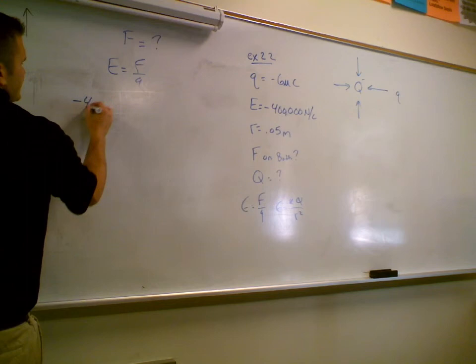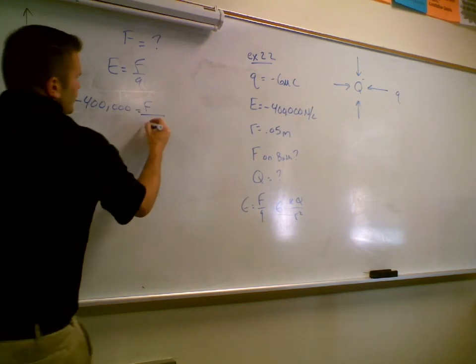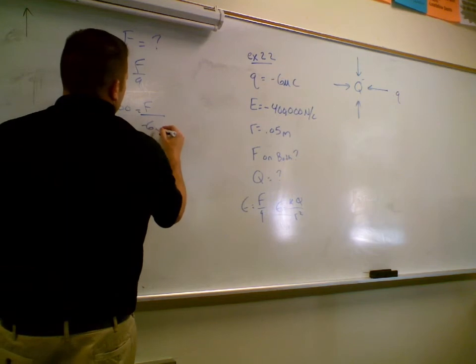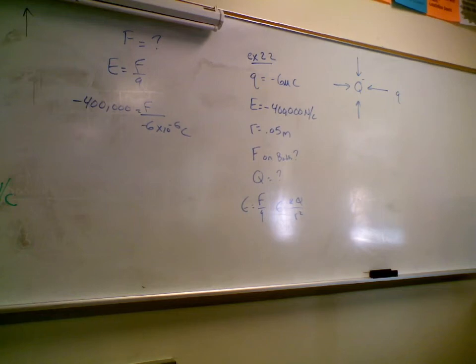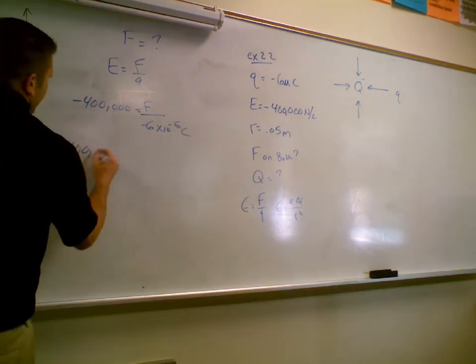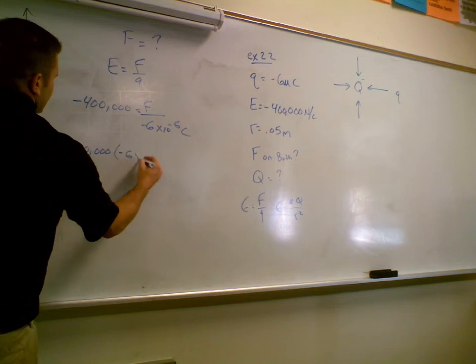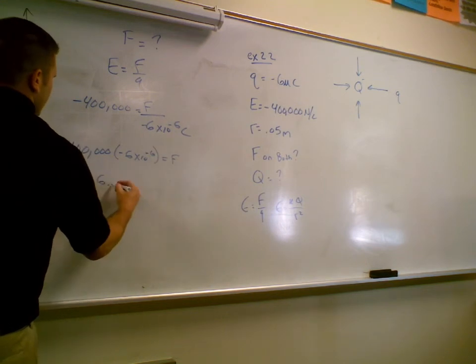So E is negative 400,000. F we don't know. Q is negative 6 microcoulombs, so negative 6 times 10 to the negative 6 coulombs. To get the negative 6 out the bottom, we multiply. So negative 400,000 times negative 6 times 10 to the negative 6. What'd you get? 2.4.